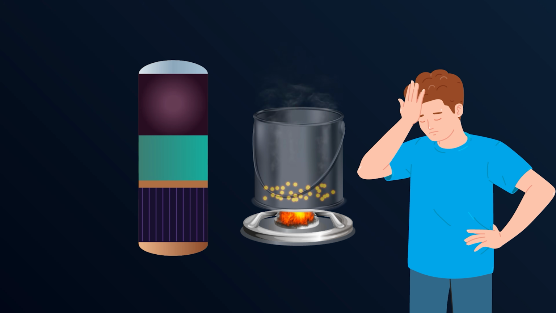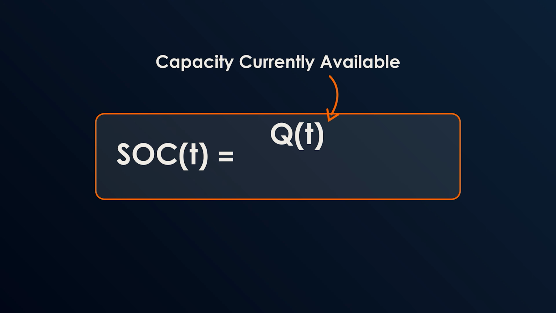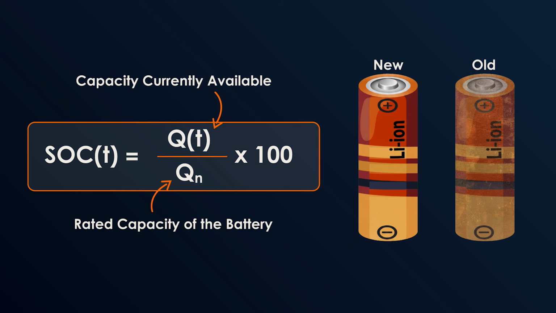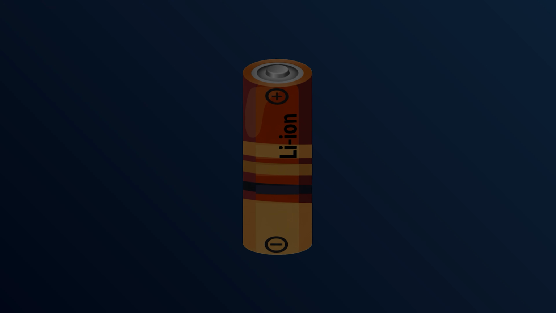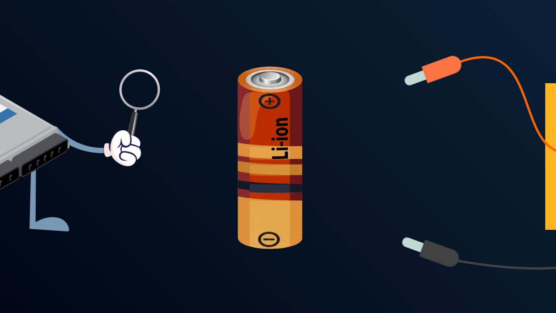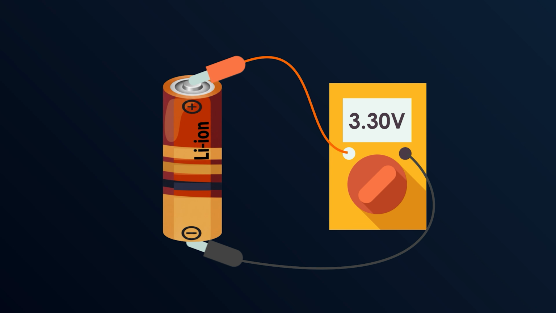Technically, we define SOC as the ratio of the current capacity, we call it Q(t), to the rated capacity of the battery, which we call Q(n). We use a specific formula for state of charge at any given time. But because the box is black and opaque, our BMS has to act like a detective, but with a lot of multimeters. The first clue we use is the basic one, and unfortunately that lies to us the most, which is voltage.